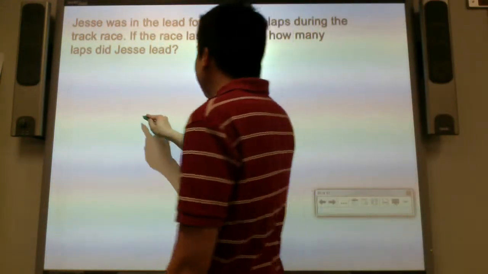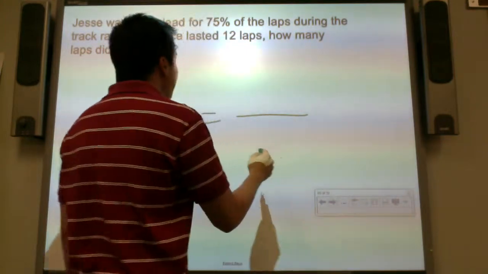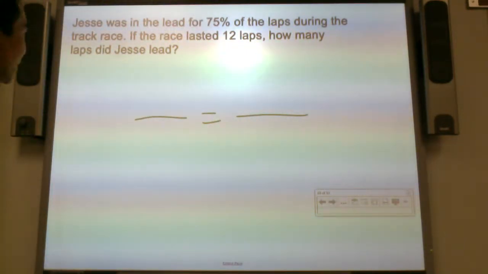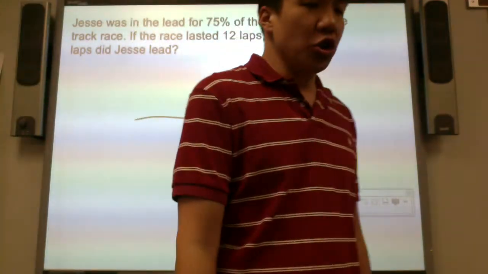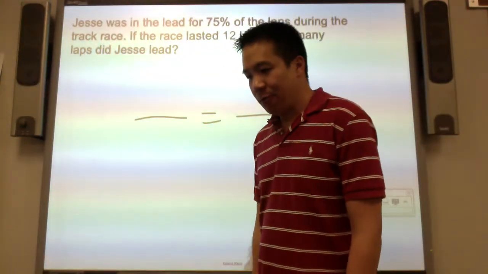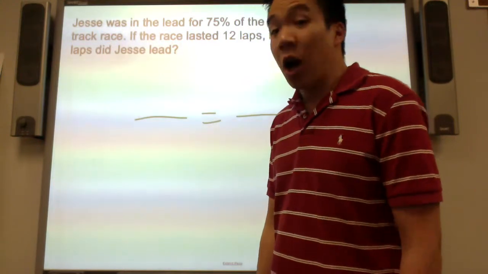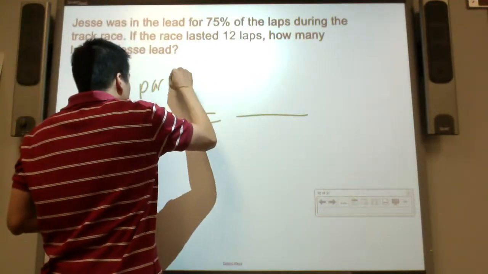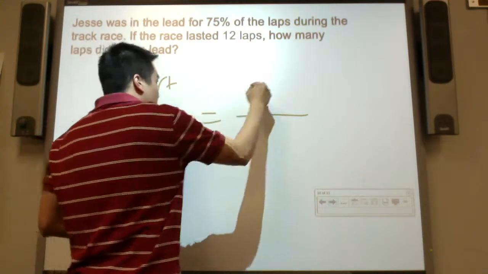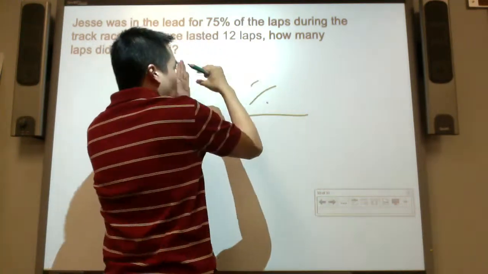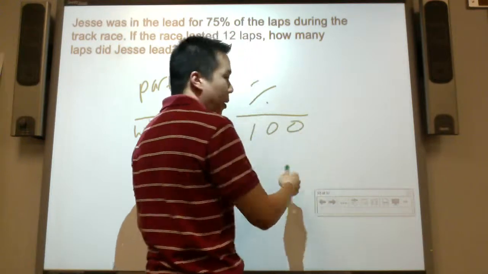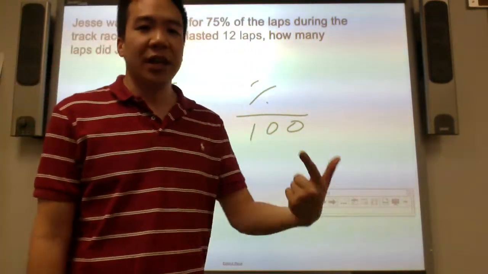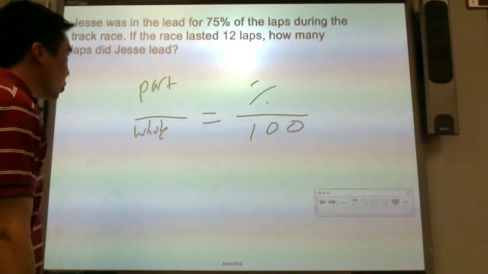Jesse was in the lead for 75% of the laps during the track race. If the race lasted 12 laps, how many laps was he in the lead? So using the percent proportion, what do we remember about it? Oh, it's part to whole equals percent per 100. Again, what does percent mean? Per 100. If you know that percent always means per 100, then you'll be successful throughout all percent questions.